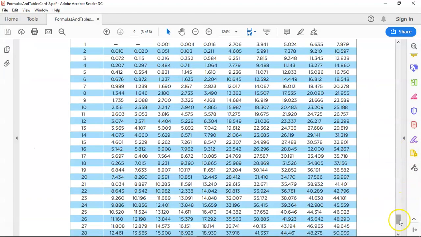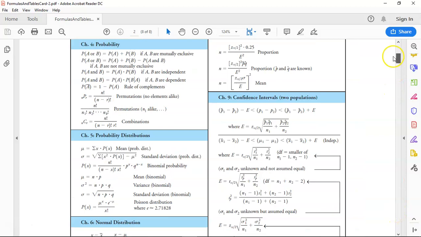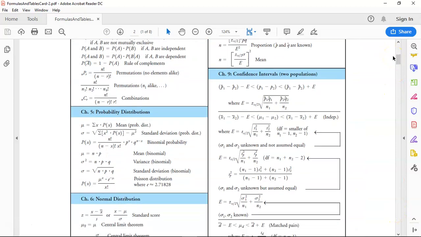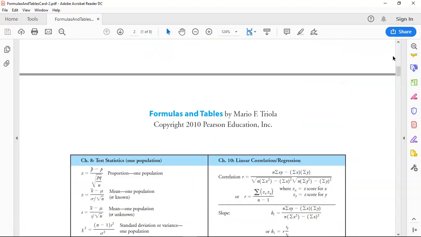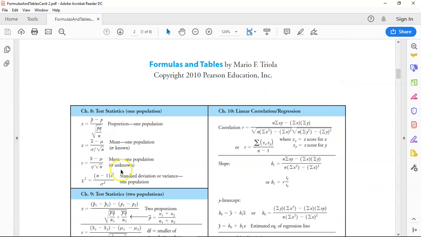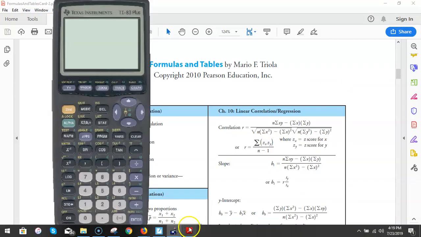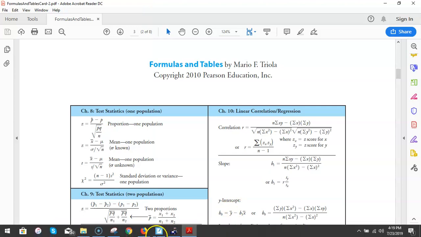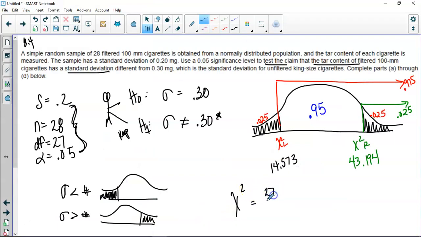So I'm going to scroll real fast, so close your eyes. And let's see if we can find our test statistic. N minus 1. Well, n minus 1 is 27. And then s squared, where is s? Is 0.2. So I'll need to square that. And then sigma, the number from your null, is 0.3, and I'll need to square that.